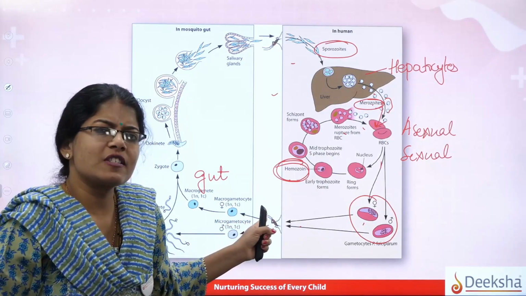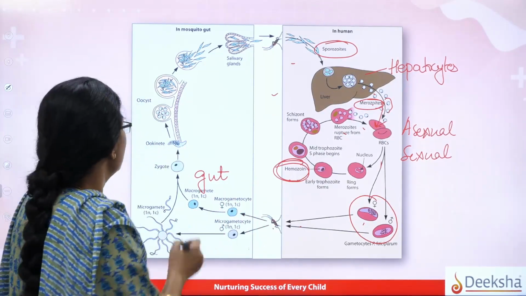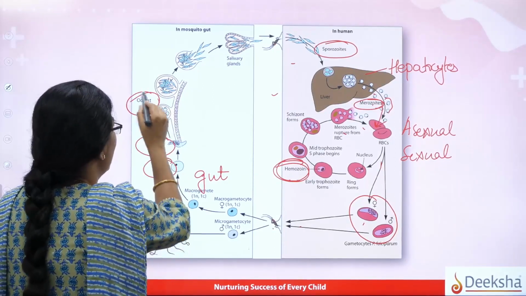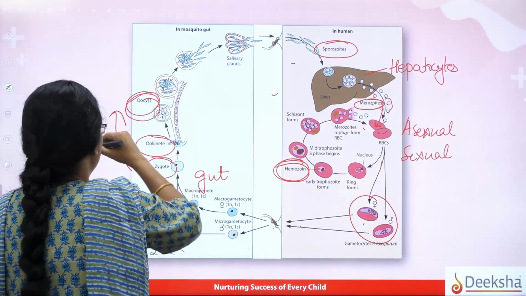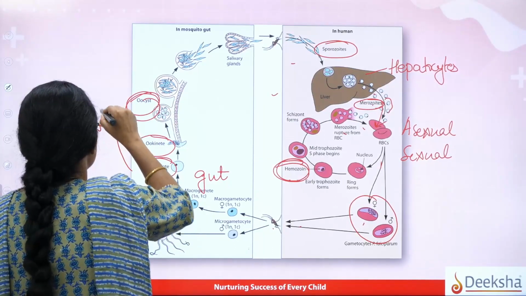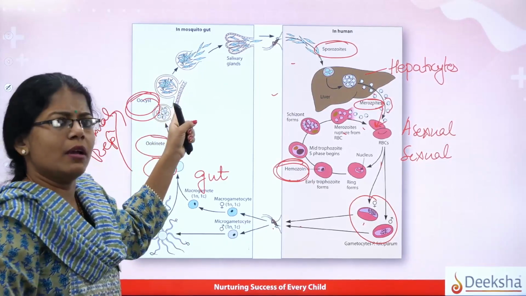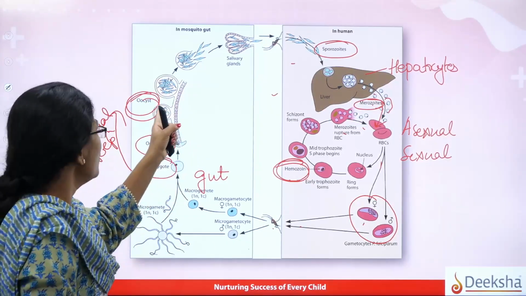So once it reaches the gut, there will be the fusion to form the zygote, that is ookinete, and the oocyst. So this is nothing but the sexual reproduction, that is a fusion of the gametes, correct? So once these gametes are fused, what forms is the oocyst.